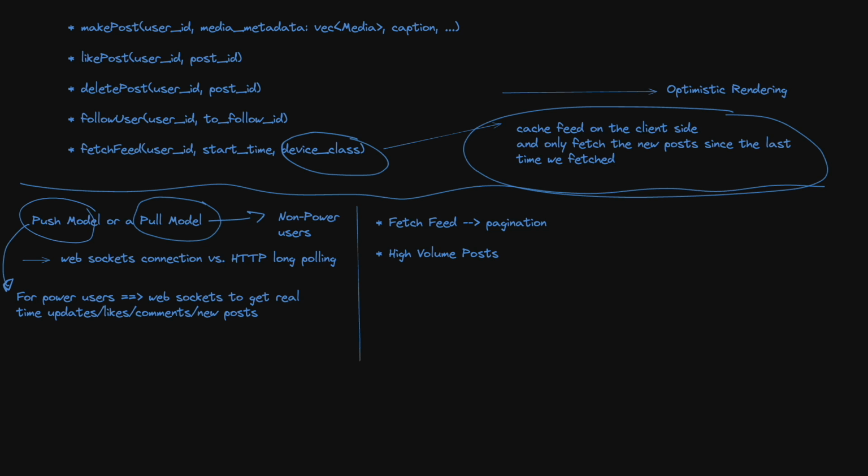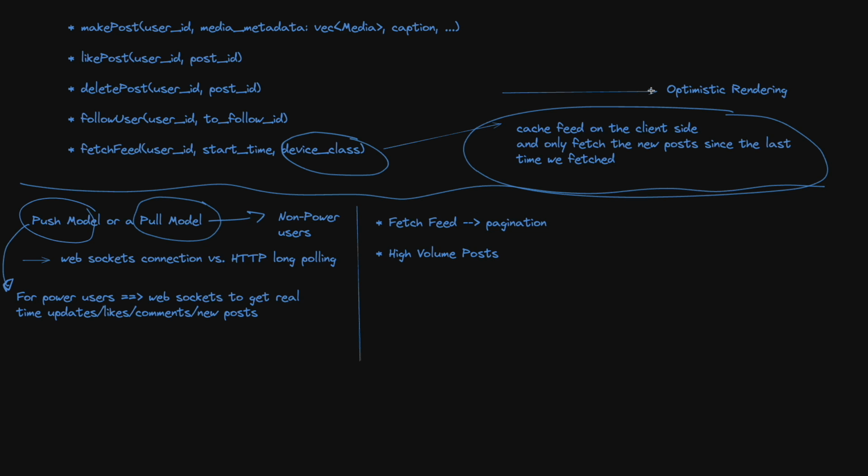Then we also talked about how to improve the user experience. Maybe you want to cache the feed on the client side, and we only want to fetch posts since the last time that we fetched, such that we're not overfetching data. Then when the user opens the app, they can render something based on the information they have cached, instead of the entire app being a loading, flickering screen.